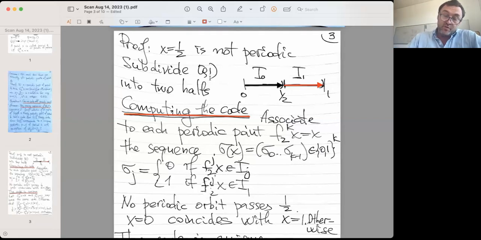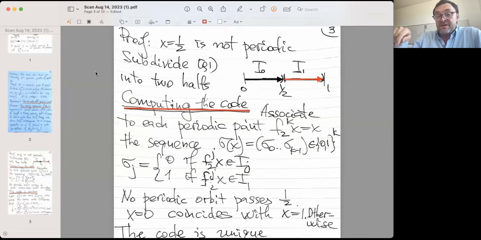Then I take 2x mod 1, and then I again look whether I'm in the black interval or in the red interval. As a result, as you keep iterating, each time you will be watching whether you are in the black interval or in the red interval. And after k iterates, you will get your code. You will get the sequence black, red, black, red, black, red, or 0, 1, 0, 1, 0, 1. As a result, if I'm telling you that there is a periodic orbit of period k, then after k iterates, it will come back to itself. And I will not be hitting 1/2, because if I hit 1/2, it's not a periodic orbit.